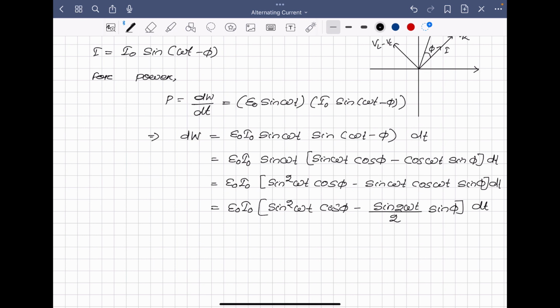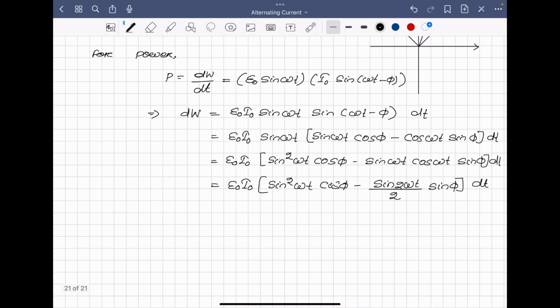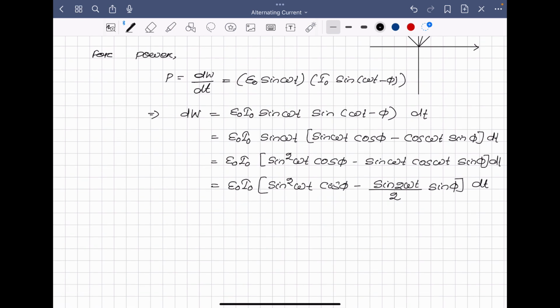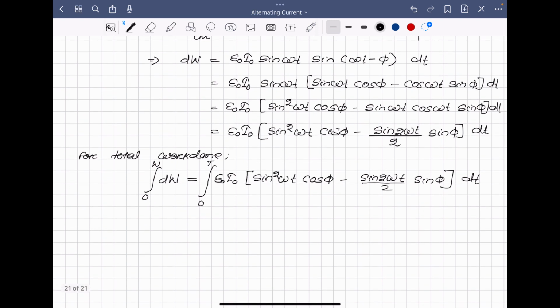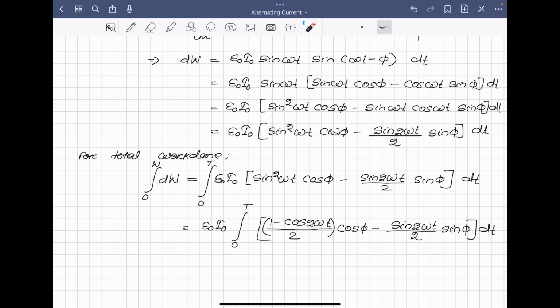For that, we have to integrate this equation. Here we take the integration of dW, with the limit from 0 to W, and on the right-hand side we have dt, so we take the limit from 0 to capital T. Then we replace sin square omega t as (1 minus cos 2 omega t) upon 2. Since E naught I naught is constant, we take it outside, and in place of sin square omega t we write (1 minus cos 2 omega t) by 2.